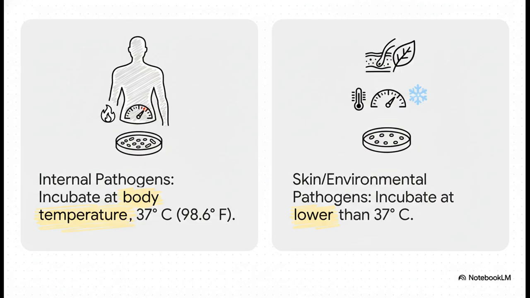But what temperature do we need? Well, it really depends on the suspect's usual hangout spot. If you're hunting for a pathogen that likes to invade our internal organs, you've got to mimic human body temperature, so that's 37 degrees Celsius. But for bacteria that live on the skin or just out in the environment, you're going to want to set that thermostat a little bit lower.